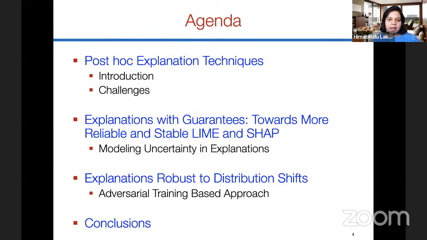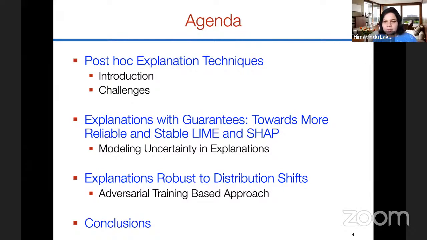So, the agenda for today is that we will give an overview of post hoc explanation techniques. I'll talk a little bit about the challenges of post hoc explanation techniques, and then I'll talk about our first work, which is explanations with guarantees, how to mitigate some of the challenges that we are discussing in the first part and propose a solution to address some of them. So, that would be the second part of the talk. And then I'll be spending very little time giving a quick overview of another approach, based on adversarial training that we proposed, where the goal is to generate explanations that are robust to distribution shift. And lastly, we'll end with some conclusions.